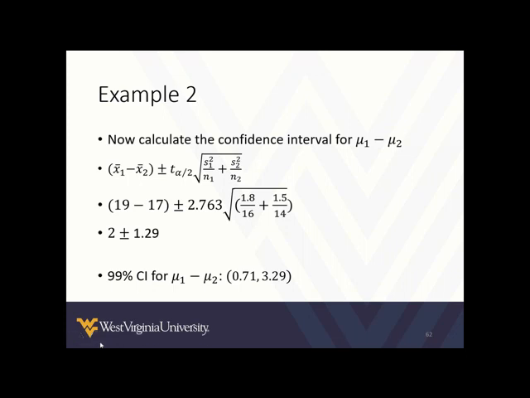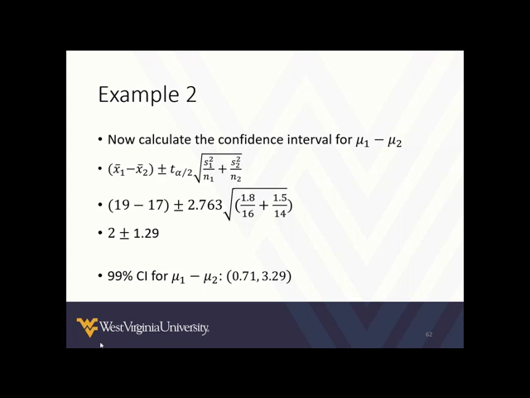What's really going to be different is the standard error calculation, which if we plug and chug, we have the quantity of 19 minus 17 plus or minus 2.763 multiplied by the square root of 1.8 over 16 plus 1.5 over 14. And what is this going to give us? 2 plus or minus 1.29. And so with 99% confidence, our confidence interval goes from 0.71 to 3.29.